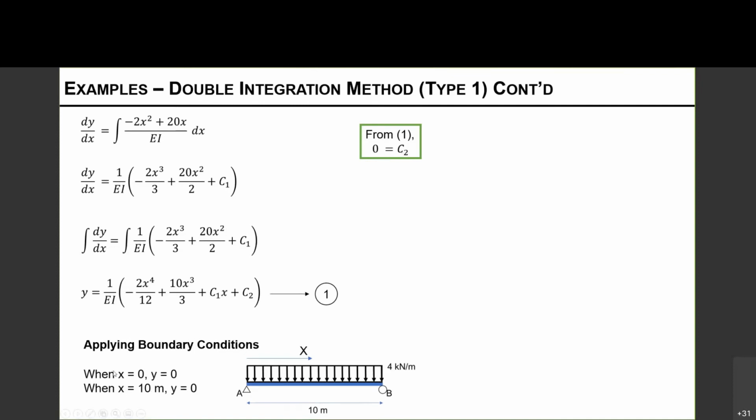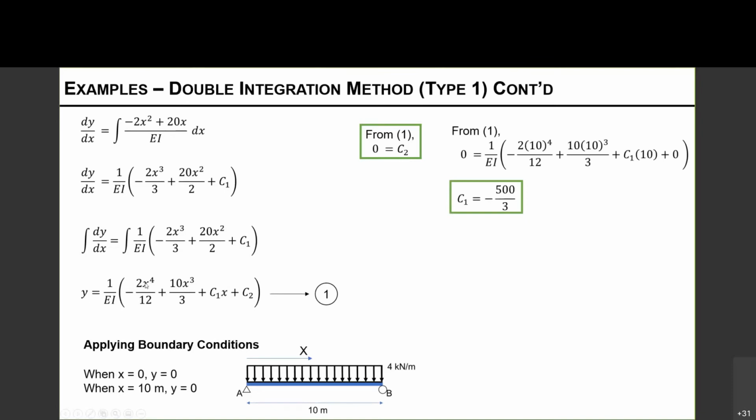Again, I have another boundary condition that I can apply to find the other unknown. When x equals 10, y is equal to 0. So now let's substitute 10 for x over here. And from the beginning, I know that C2 is equal to 0, so I can use C2 equals 0. Now we will simplify this so that we will be able to get C1 equals negative 500 over 3.